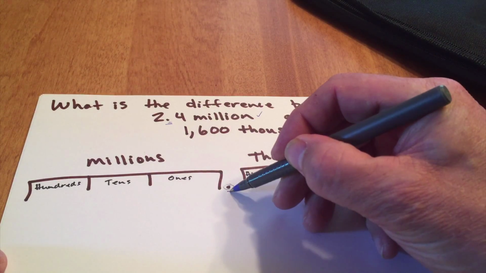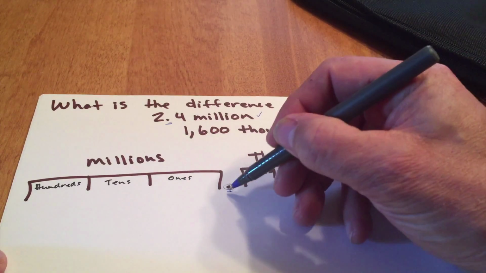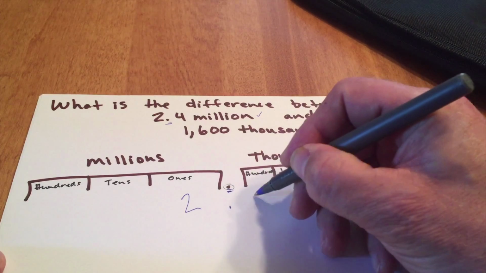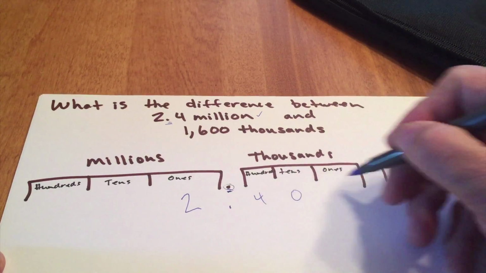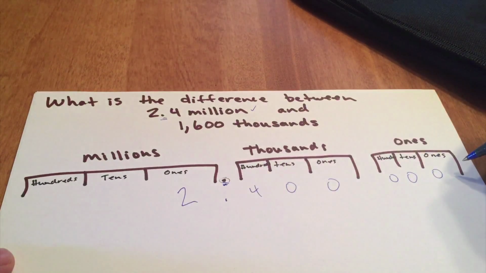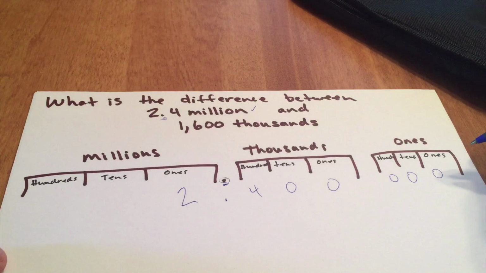So the decimal would typically go here between, because we're starting to talk about millions. If I was writing 2.4 millions, I'd write 2.4 millions. So I can add lots of zeros on this side. 2.4 million. Really, it's 2,400,000 is another way of saying it.